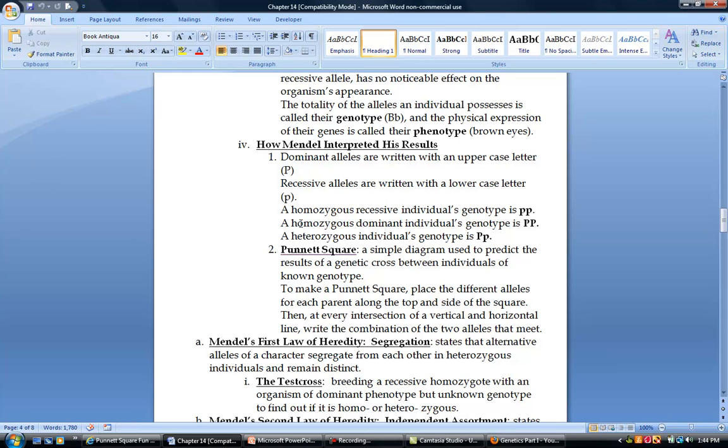If you have something that's called homozygous dominant, that's going to be 2 of the same that are dominant. So that would be big P, big P. And if something is heterozygous, we're going to say it's big P, little p.